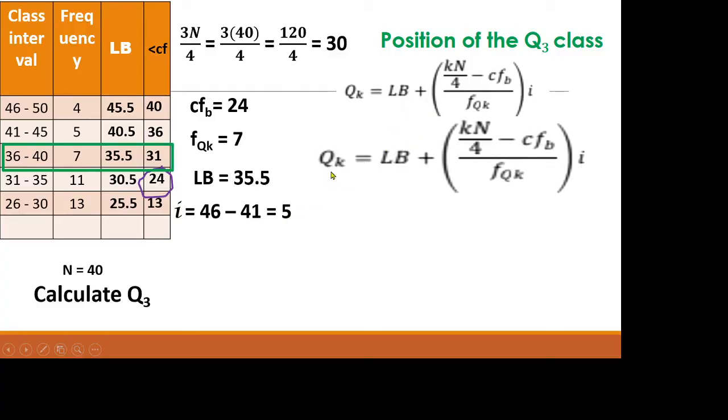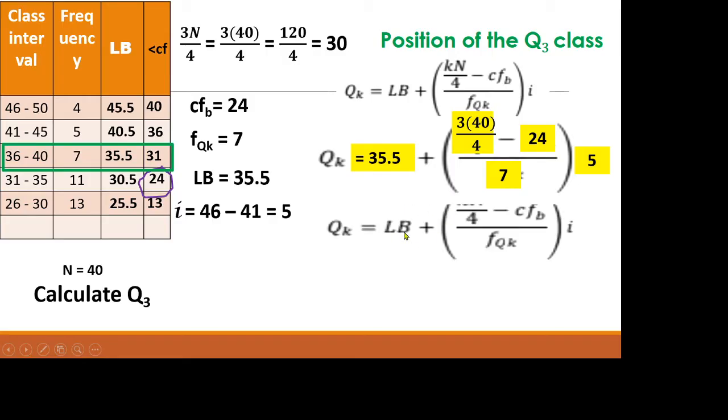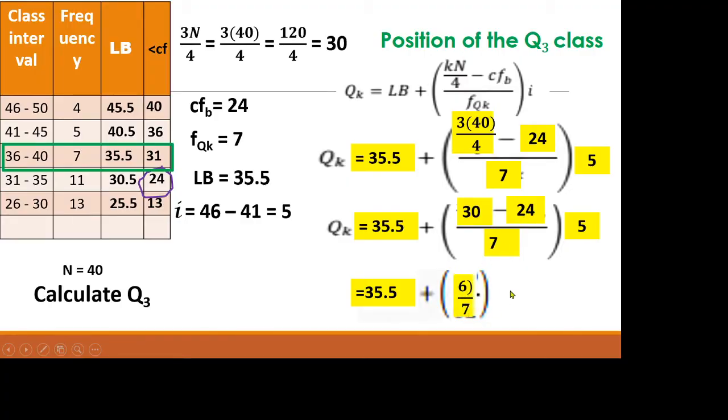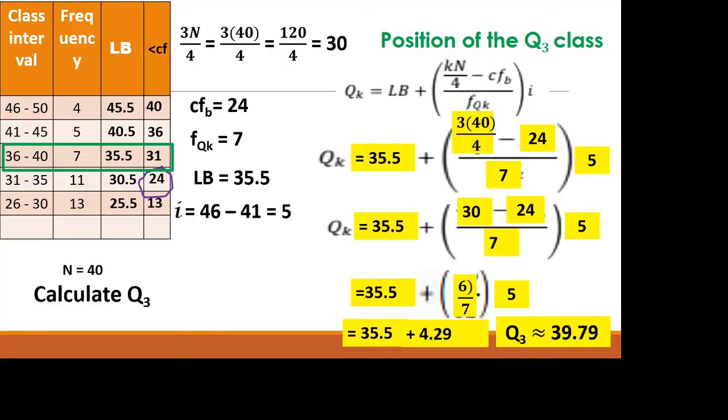So, kahit saan kayo kumuha na ima-minus, you will get the same interval of 5. Okay, so substitute na natin. So, lower boundary is 35.5 plus kn over 4 ay ito minus CFB ay ito 24 over frequency ito 7 times interval ito 5. Okay, so simplifying, unahin natin yung narito sa loob ng parenthesis. So, copy 35.5 plus, so ito magiging 30 na lang siya, minus 24 over 7 times 5. Then, copy pa rin ang 35.5. 30 minus 24 is 6 over 7 times 5. So, simplifying, 35.5 plus 6 times 5 is 30 divided by 7 is equal to 4.29. So, add, you will get 39.79. So, that is the value of Q sub 3.